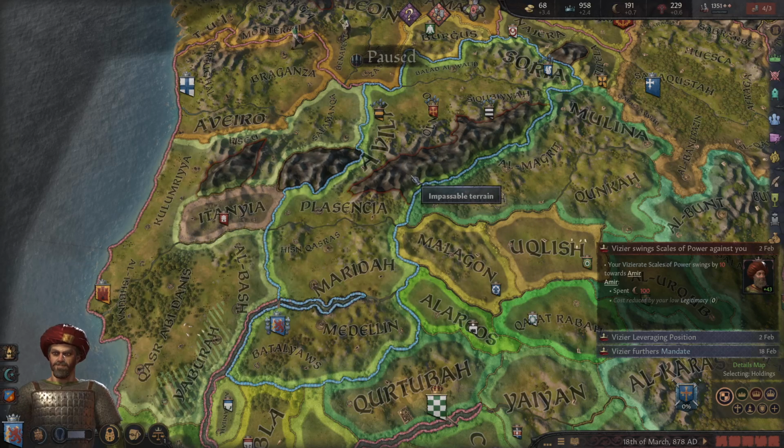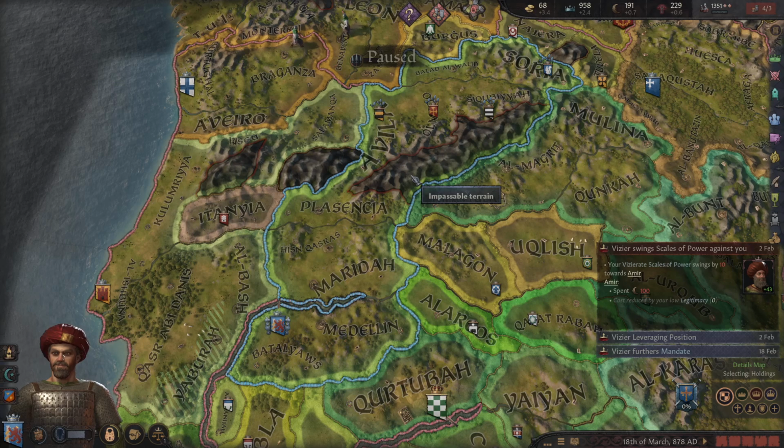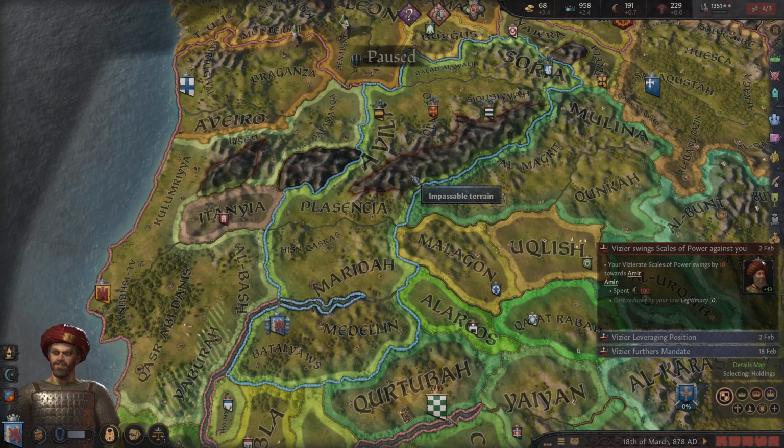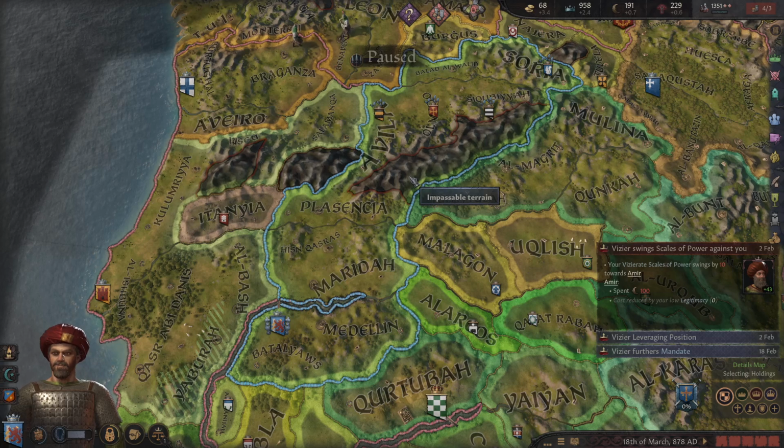Hello everyone. So how do you check the relationships that you have with your vassals or your subjects? That is pretty easy. You can go into a tab that I will show you, and doing that is very important because that's the difference between you dying in the game and still living and playing very well.